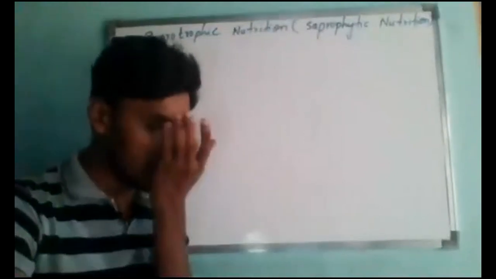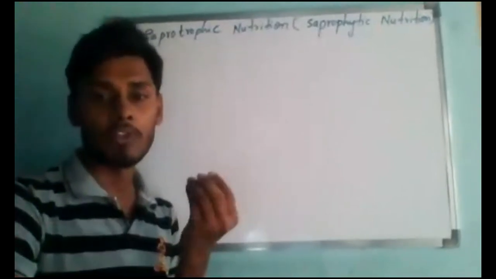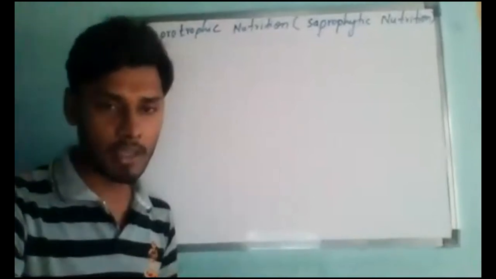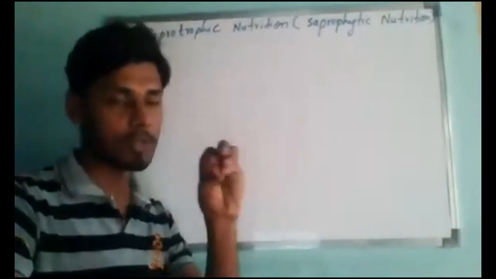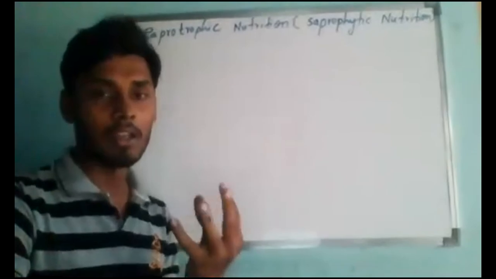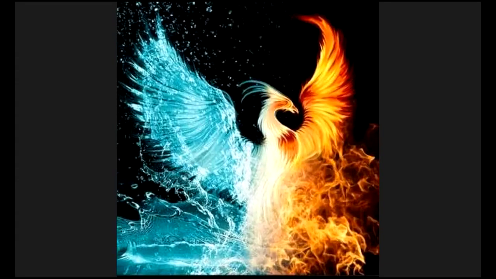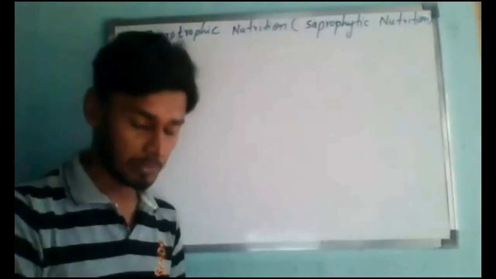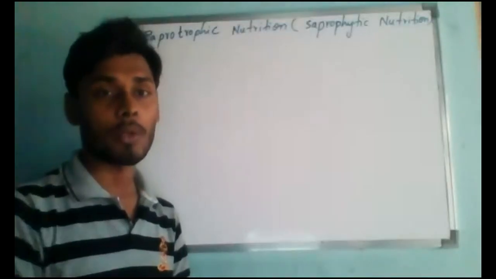Bread, you know. If we expose the bread to the atmosphere, something like algae will grow on it. Is it yes or no? We can observe that, yes or no. Green color starts growing on the bread. You observed or not? So that type of nutrition is called as saprotropic nutrition.